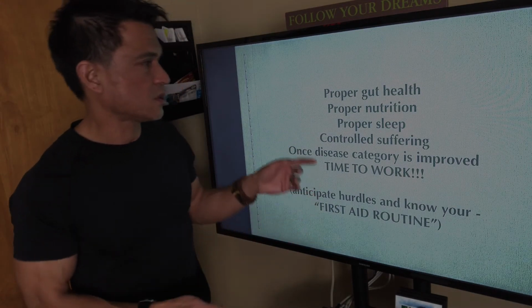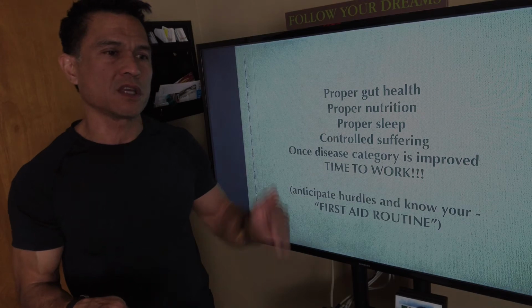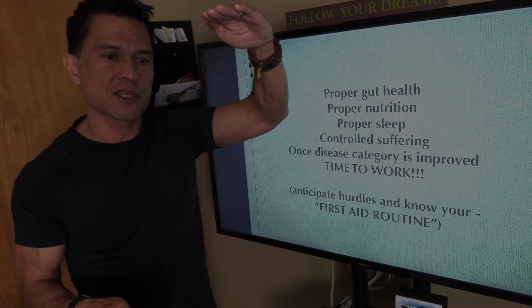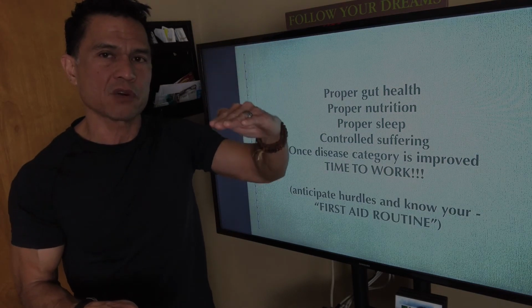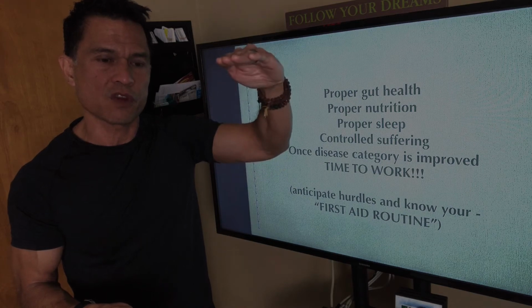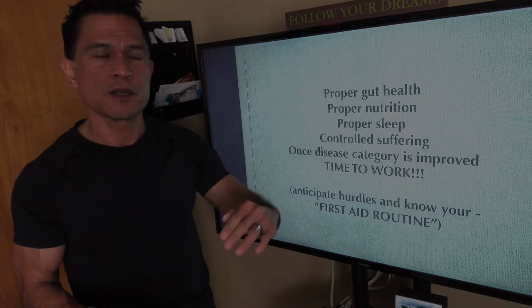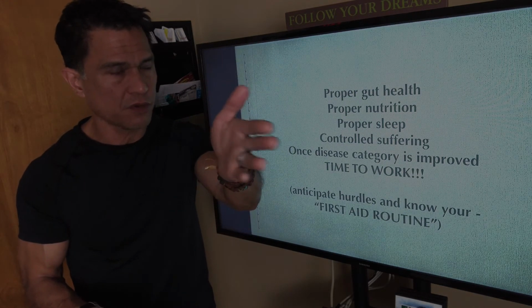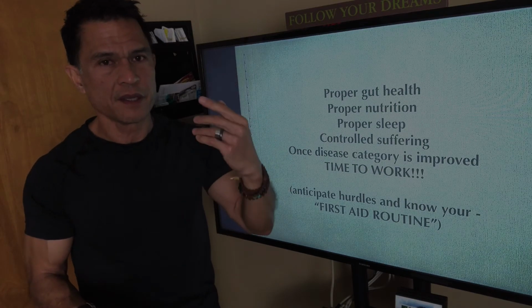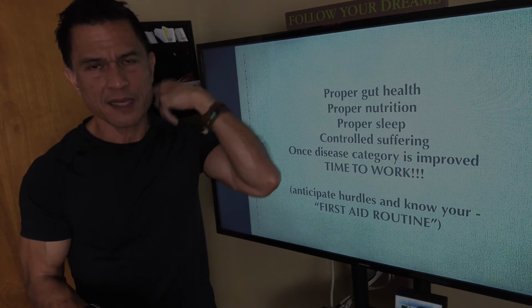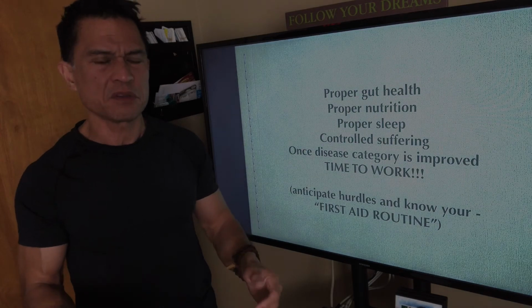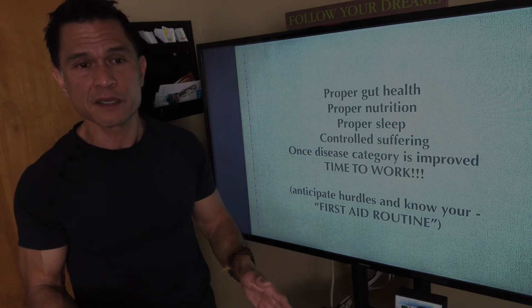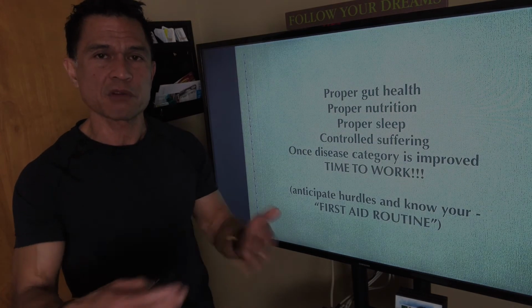Proper sleep is important. Controlled suffering is so important. You get from one disease process into a lower category of that rating of the disease. So if you go from severe fibromyalgia to fibromyalgia, it doesn't sound like much to you folks who don't have fibromyalgia, but trust me, when you go from pain and headache and nausea every day and irritability every day to maybe a little bit of a headache, you can become more productive, more interactive.